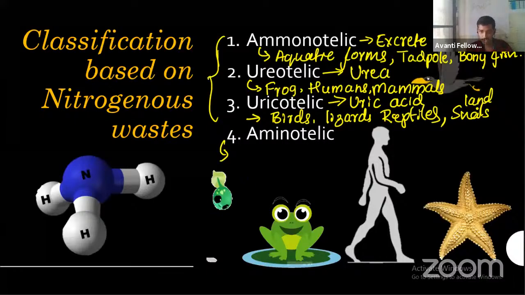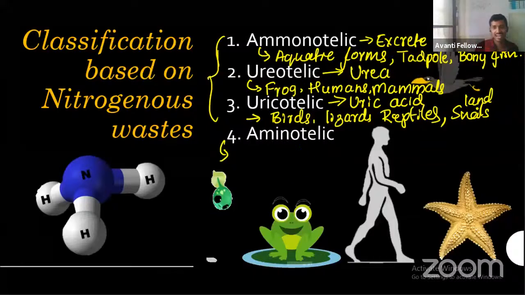Okay, what is nitrogen waste? Nitrogen wastes are the products which contain nitrogen in them. Ammonia, urea, uric acid, amino acid, all of them have nitrogen. So that's why. Okay, I'm coming to the aminotelic.